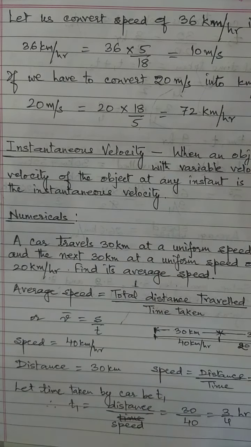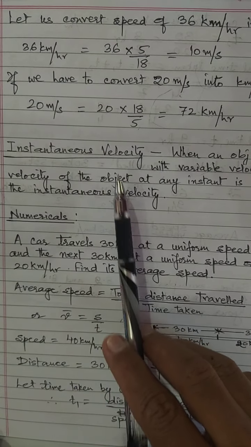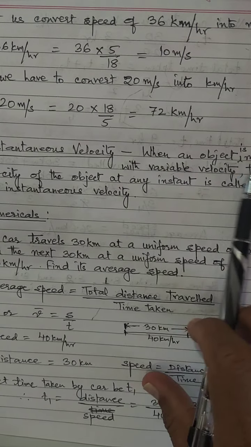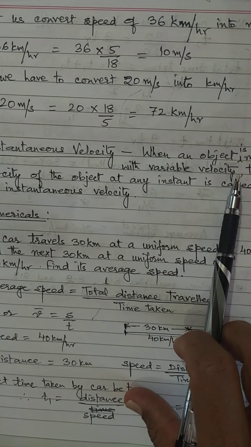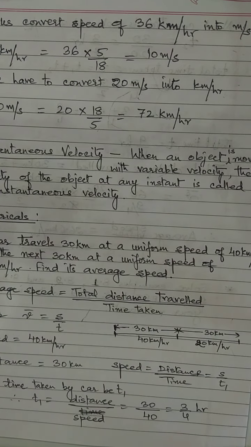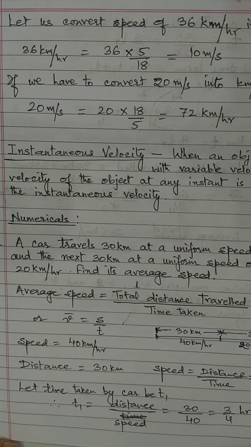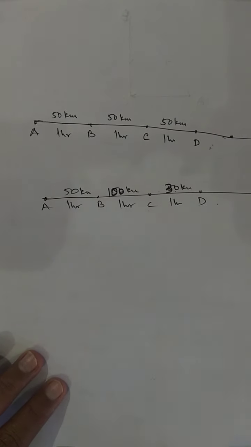This we should remember. Now next important is instantaneous velocity. This is the definition you must learn. When an object is moving with variable velocity, the velocity of the object at any instant is called the instantaneous velocity. Now we have seen two examples.